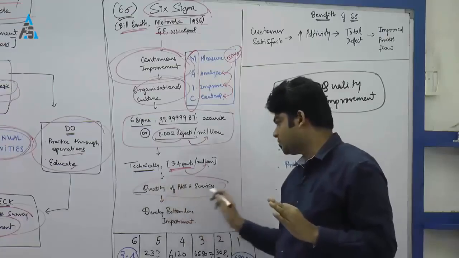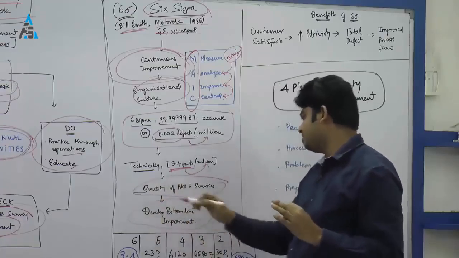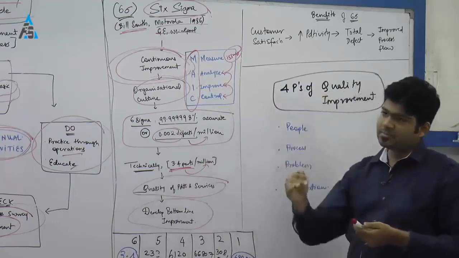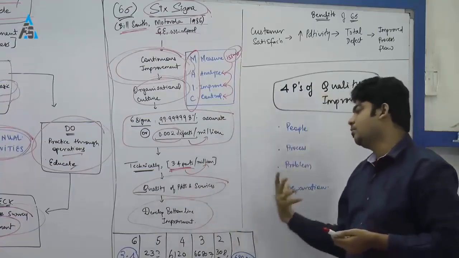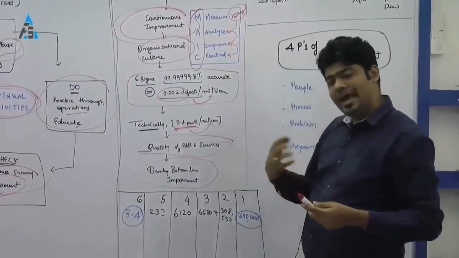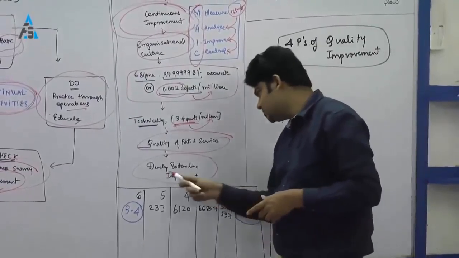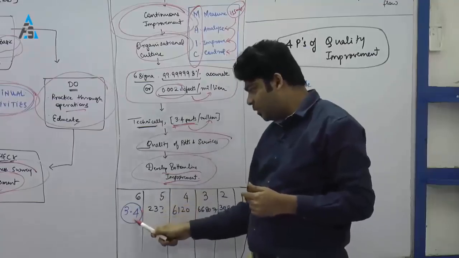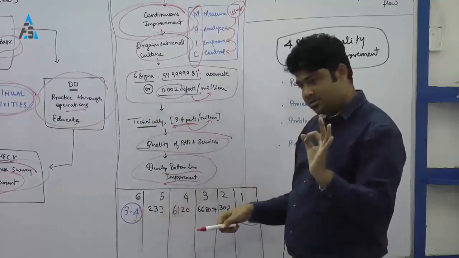So focus on quality of products and services develops the bottom line improvement, because the fewer the issues with the products, the more chances that your productivity and your net profit will increase. So it will develop your bottom line. And what is Six Sigma? It is 3.4 parts per million as the defect.